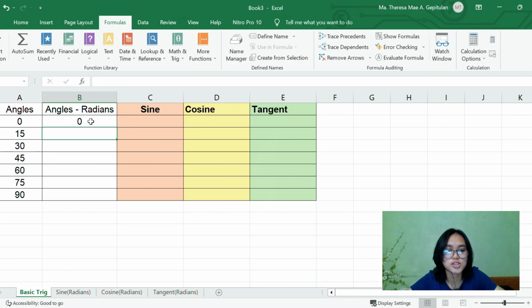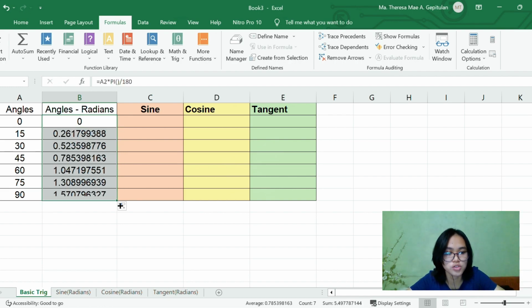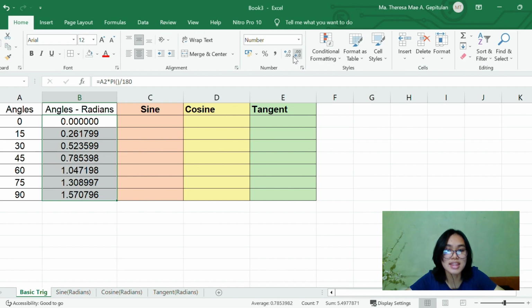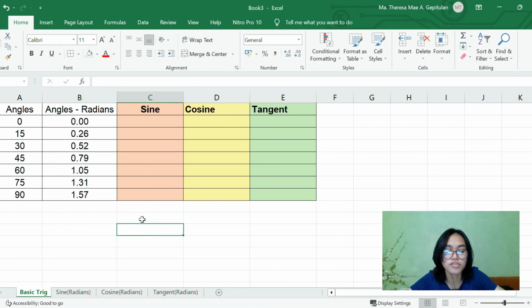Then we take the cursor to the bottom right and drag it down to apply the formula to the rest of the values of the table. And then let's make it to a less significant digits. Then there we go. We already have the radian equivalent of the degrees. That makes it easier for us to convert these to sine, cosine, and tangent.